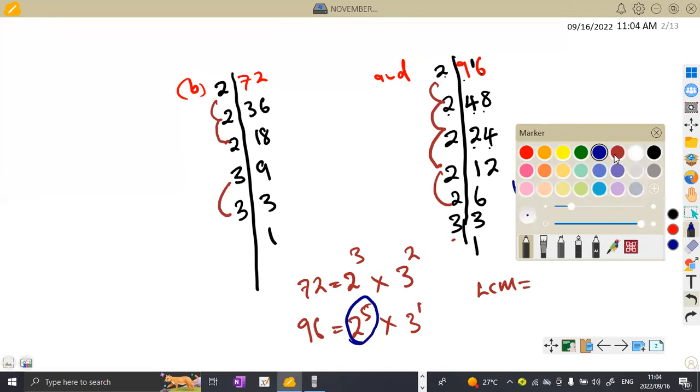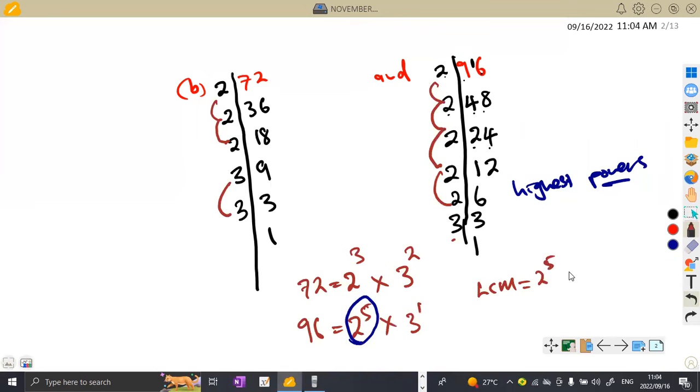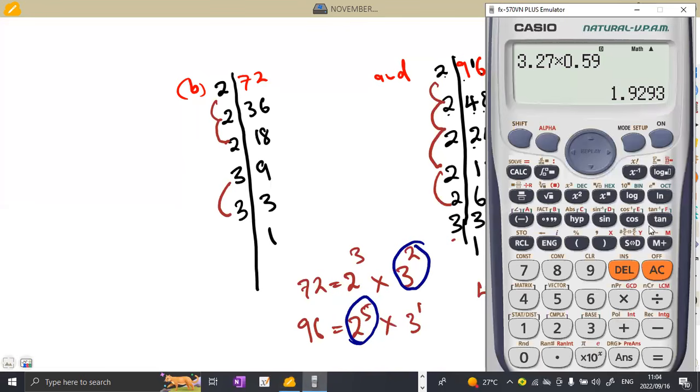So that's what you're going to have in this case, which is 2 to the power of 5 multiplied by, in terms of 3, our highest power, which is 3 to the power of 2. So you're going to multiply by 3 to the power of 2. Okay, from a calculator, you can just simplify this directly, guys. That is 2 to the power of 5, whatever we get here, we multiply by 3 to the power of 2.